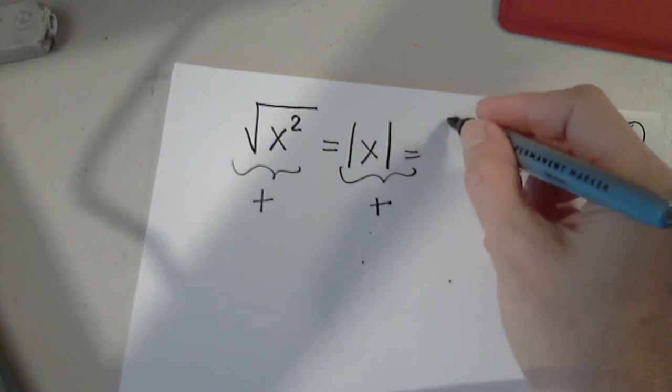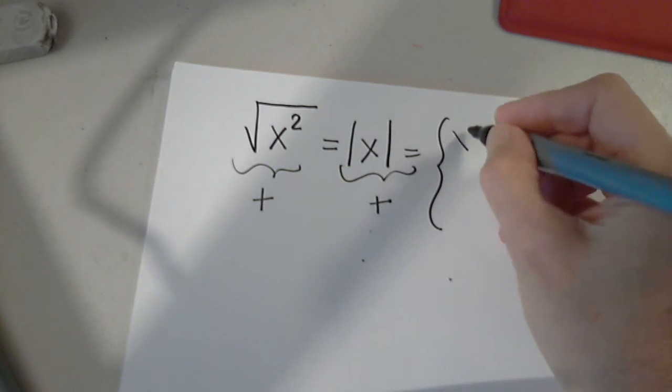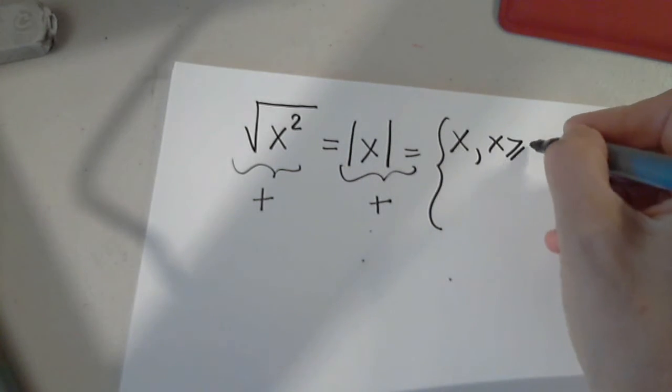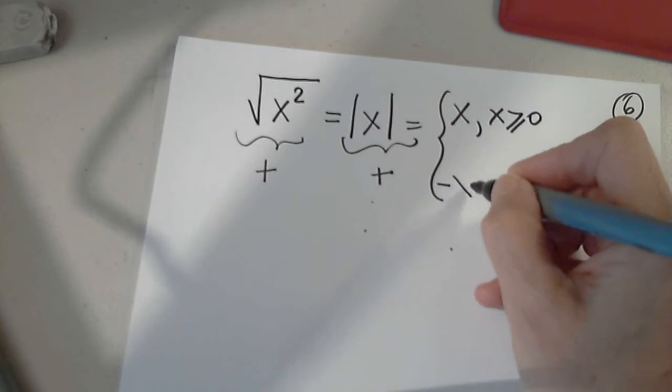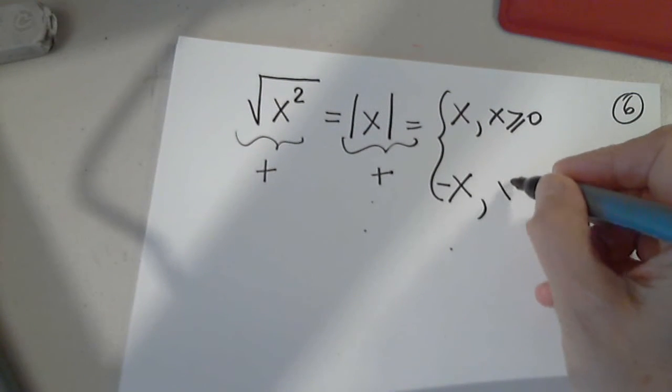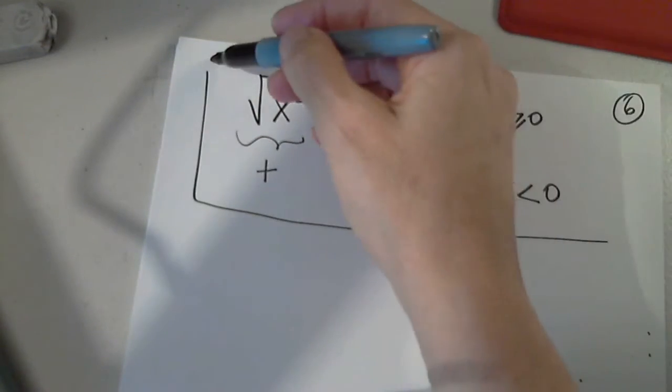And the absolute value of x, the formal definition, is x when x is positive, so I don't really need the absolute value bars, but it can be replaced by negative x if x is less than 0. So this is another very important concept.